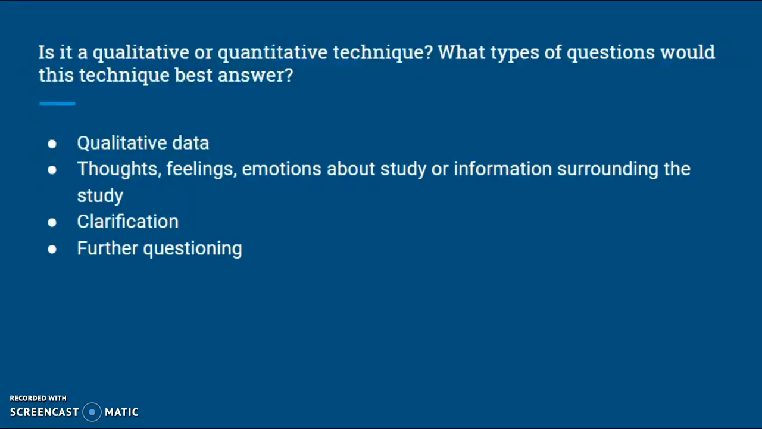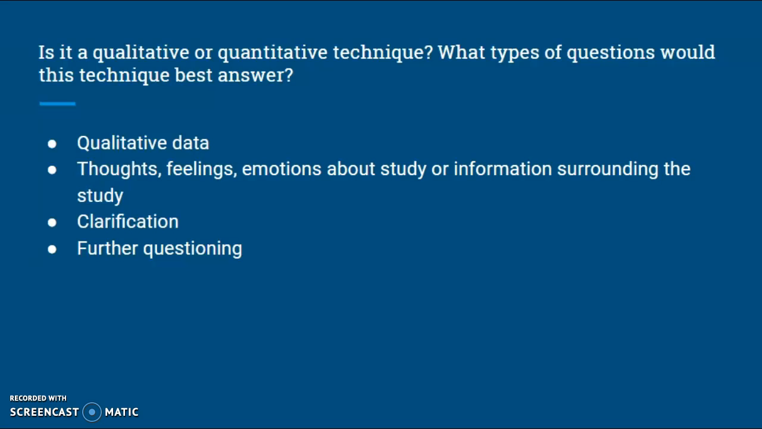Question 2 asks, is it qualitative or quantitative? Which I did already answer. It is qualitative. And then what types of questions would this technique best answer? So interviews are good for really figuring out the thoughts, feelings, and emotions about a study or whatever you are doing. When I think about my research project that I'm doing this semester, I might interview and ask how students feel about math, how students feel about application problems or higher order thinking problems. And then if I re-interview them at the end, I can see a difference there.